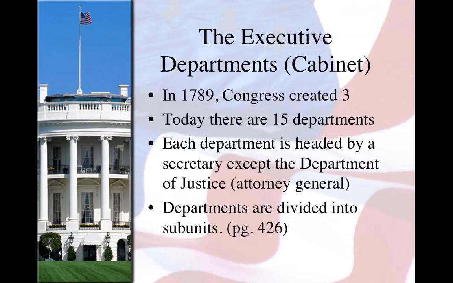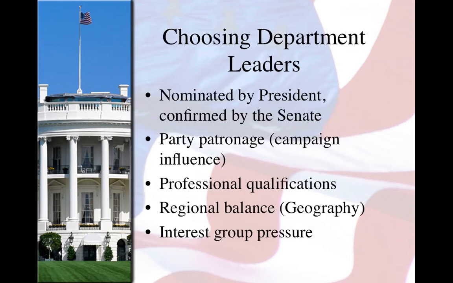The executive departments or cabinets were formed in 1789, and they created 3. But today there are 15. Each department is headed by a secretary, except the Department of Justice, which is headed by the Attorney General. Department leaders are nominated by the president, but they have to be confirmed by the Senate. Party patronage, campaign influence, and professional qualifications must be tied into this, along with regional balance and interest group pressure. An example of this would be living in the South and having the NRA be your interest group pressure.